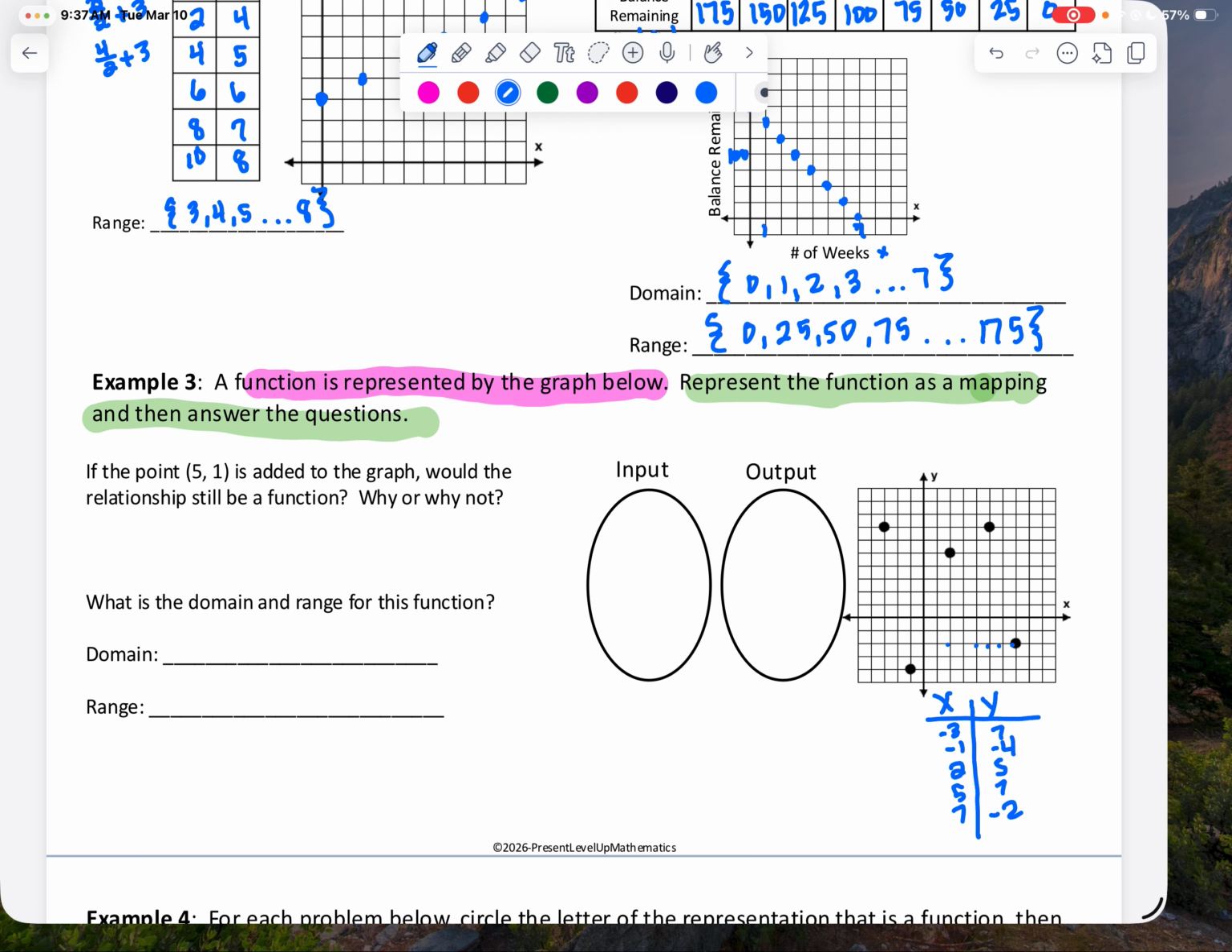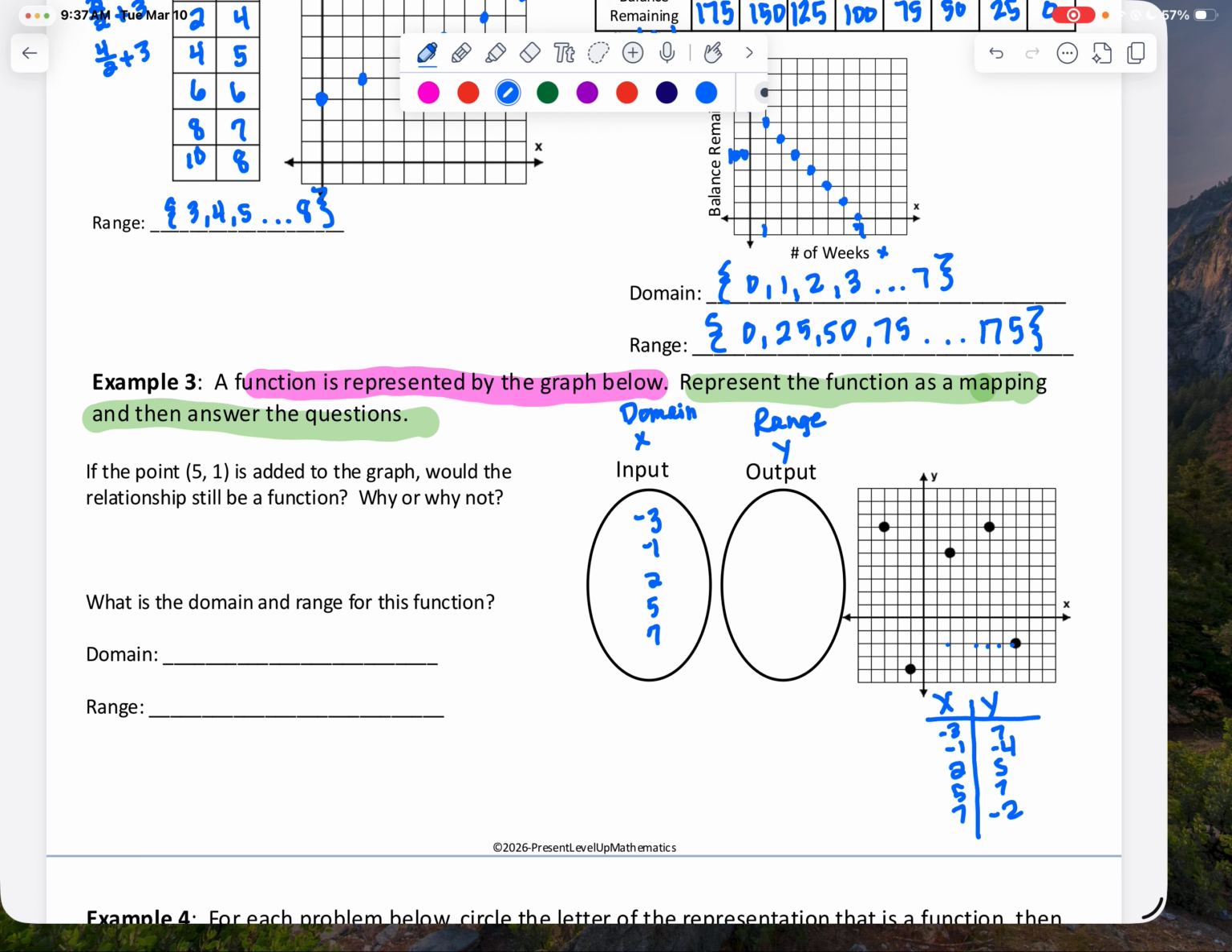So when you make a mapping, it's two ovals. The input will go first, the output will go second. Remember, your inputs are your X values or your domain, and your outputs are your Y values or your range. So what you're just going to do is list your X values: -3, -1, 2, 5, and 7.